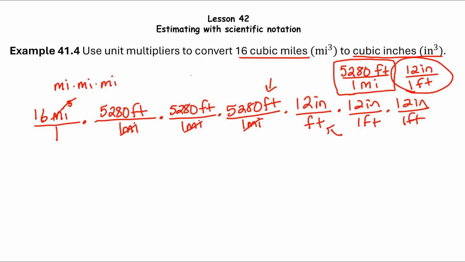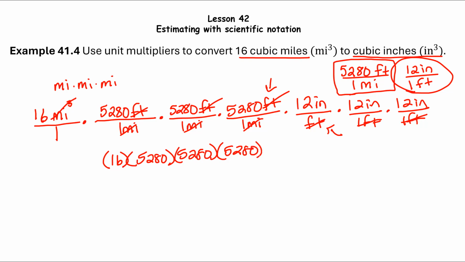And that is going to work. I'm going to cancel all the feet in the numerator and the feet in the denominator. And so that is all canceled, and I end up with cubic inches. So here are all the numbers I have. 16, and then I have 5,280 3 times, and then I have 12 3 times. Okay, and that's going to be cubic inches.